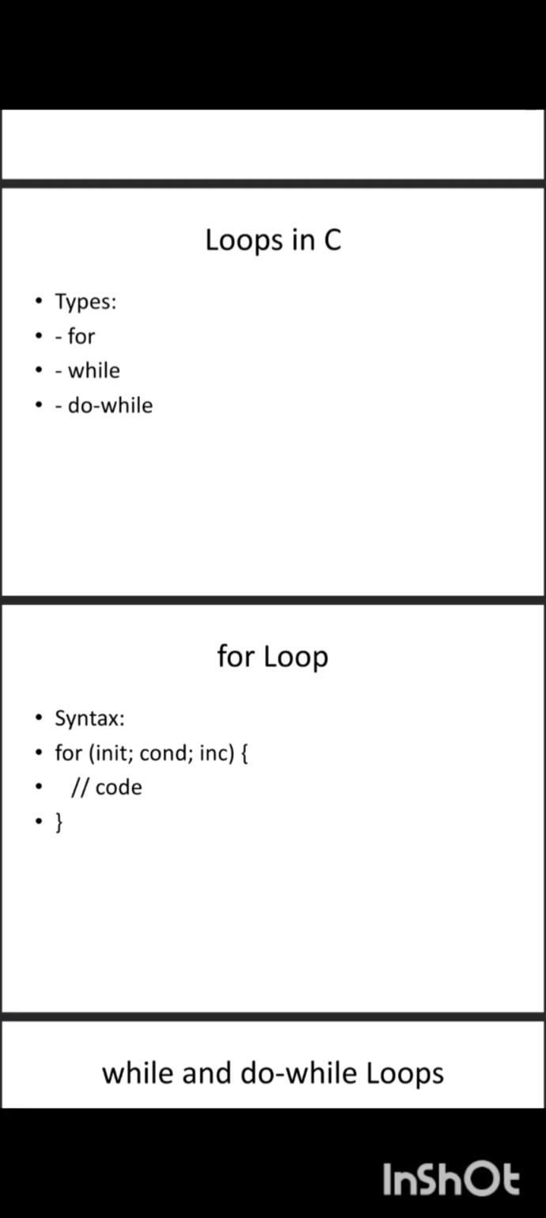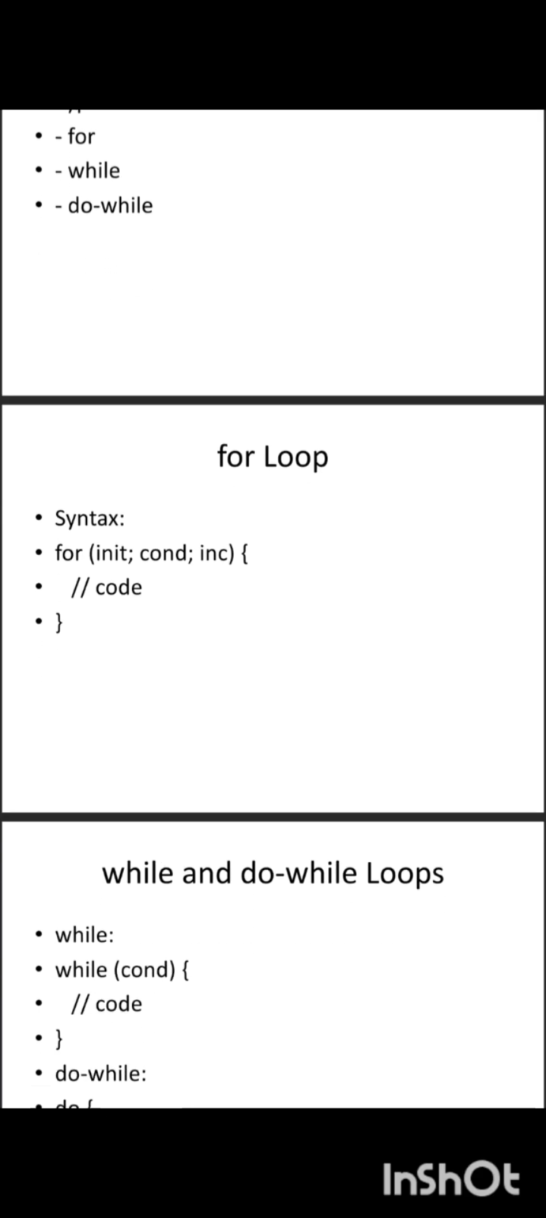It is perfect when you know exactly how many times you want the loop to run. For example, printing the numbers 1 to 10 can be done with the for loop. The loop starts by initializing a variable, checks the condition before each iteration, and updates the variable after each loop cycle. It is concise and widely used.